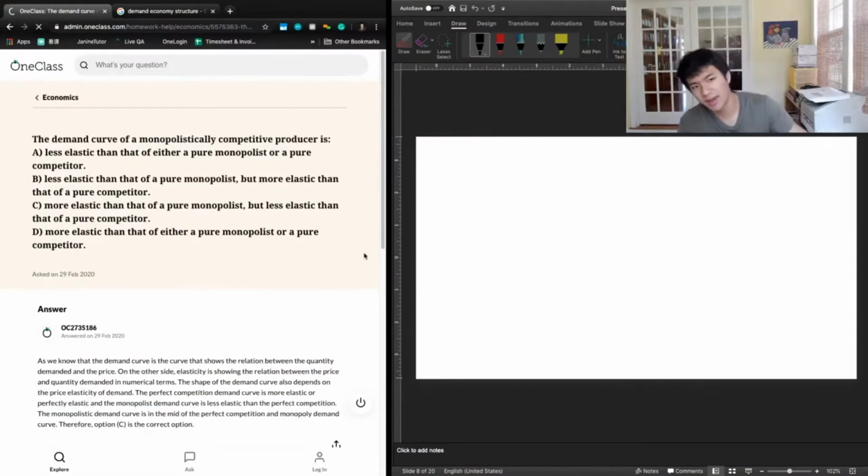Next question says the demand curve of a monopolistically competitive producer is: A, less elastic than that of either a pure monopolist or a pure competitor. B says less elastic than that of a pure monopolist but more elastic than that of a pure competitor. C says more elastic than that of a pure monopolist but less elastic than that of a pure competitor. And D says more elastic than that of either a pure monopolist or a pure competitor. So we're really just trying to find how the monopolistically competitive producer's demand curve compares to a pure monopolist's demand curve and a pure competitor's demand curve.